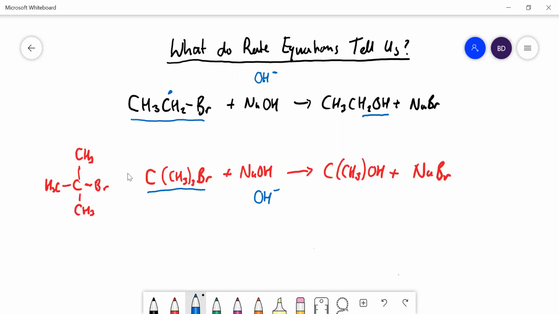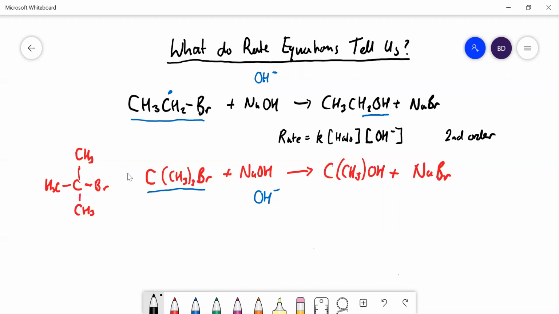Okay, so if you look at the rate equation for this one, the black one, you see that rate is equal to k. Now, rather than write out the haloalkane, I'll just write halo, to the power of 1, and [OH minus] to the power of 1. So it's first order with respect to the haloalkane and the OH minus. So this is second order overall.